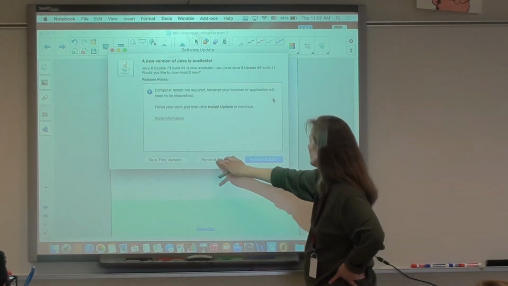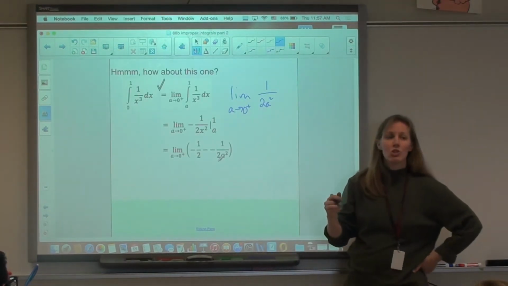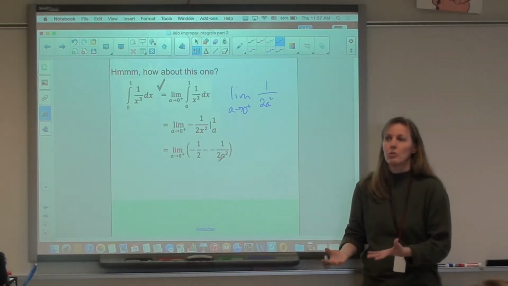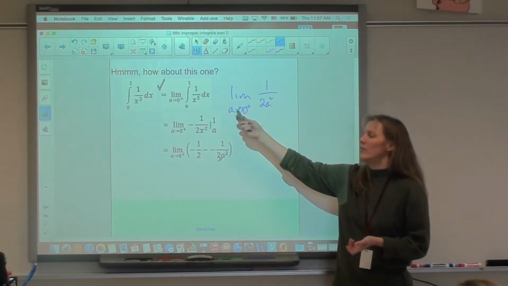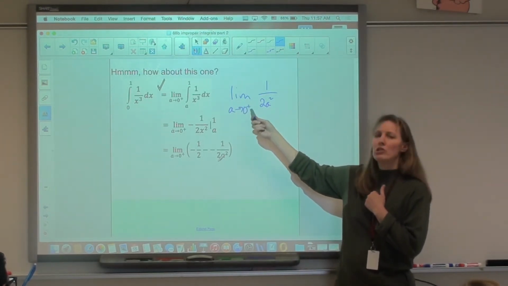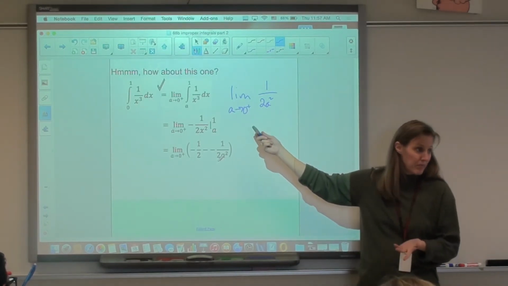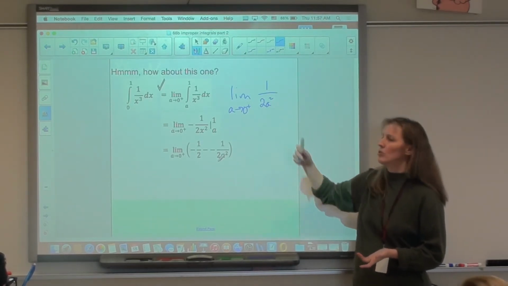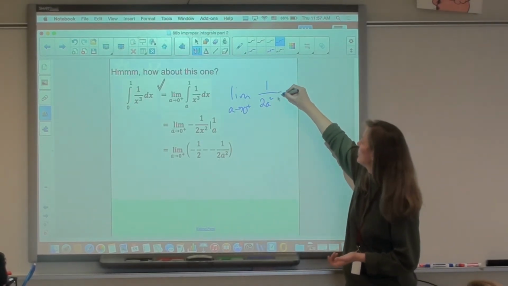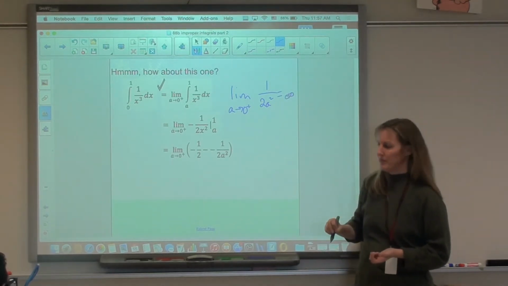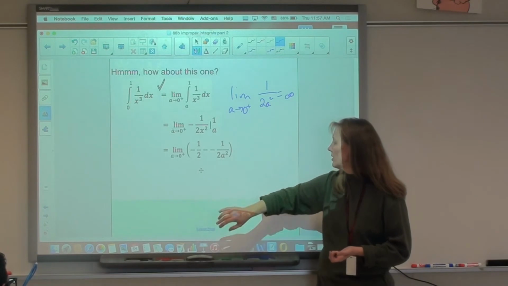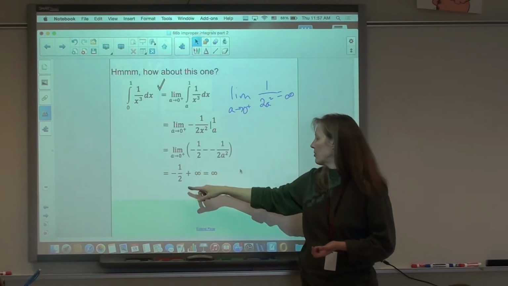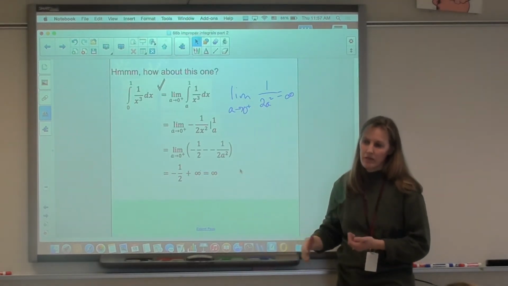Oh, good. Okay. So to determine if the answer is going to be positive or negative infinity, you just have to know which one. The way that I do it is I pick a number close to 0 from the right, like 0.1. Plug it in and you just check the signs. So if you get a positive over a positive, it's going to positive infinity. This is going to positive infinity. So now you end up with negative 1/2 plus infinity, which is infinity.